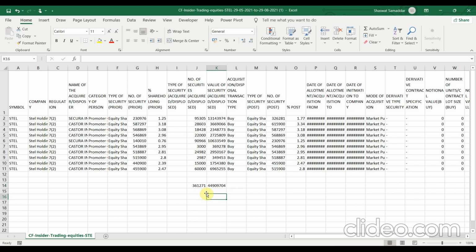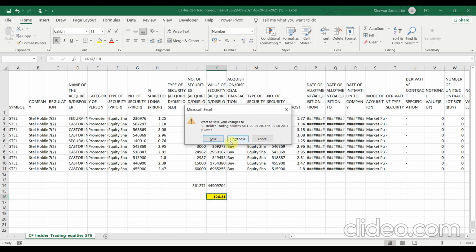And we'll divide the total value of security by total number of security, and here we have our number, 124.31 rupees. Let me just highlight it. Yes, this is the average price, 124.31.